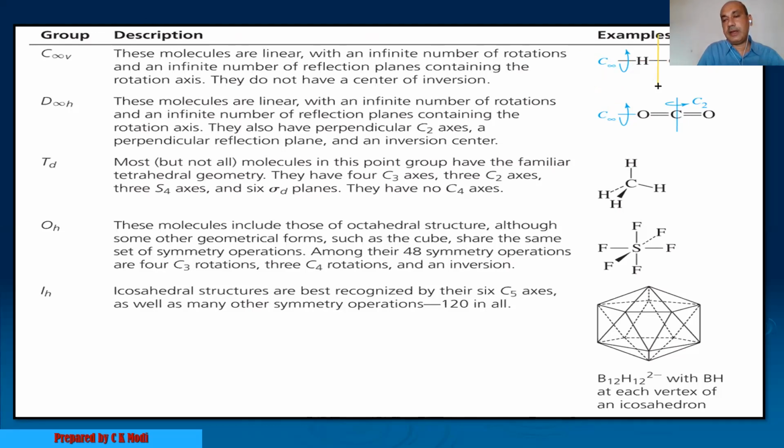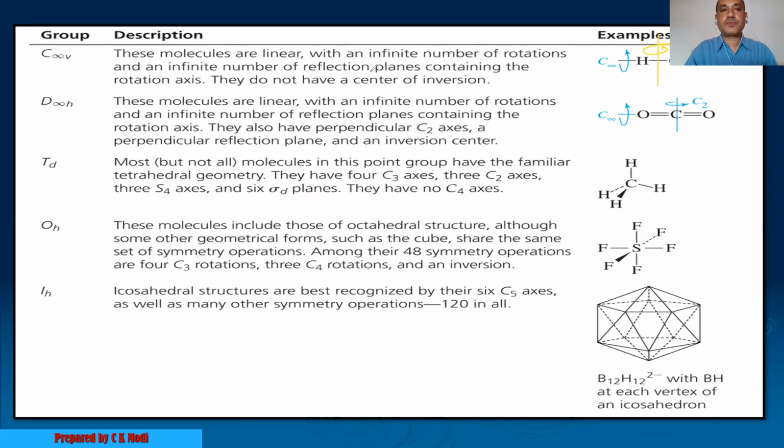Now, if I draw a line passing through the center of that molecule and perform the cyclic operations on the z-axis, will I get the equivalent structure? No, because one end has hydrogen and the other end has chlorine. So we will not get the equivalent structure. Therefore, this axis is absent.